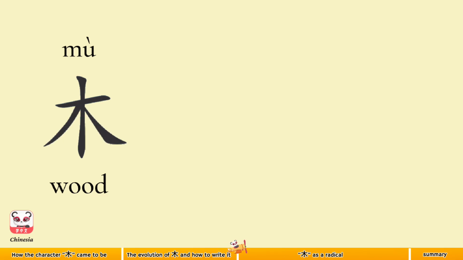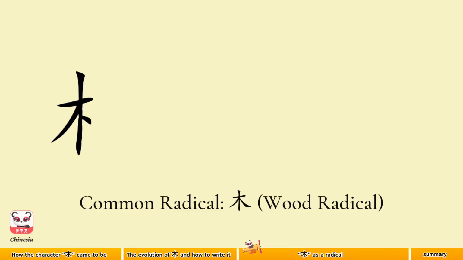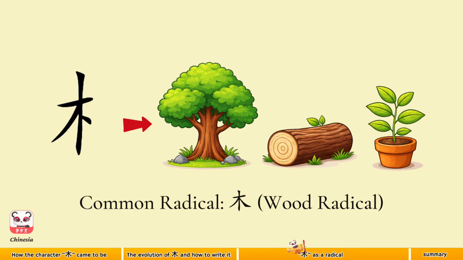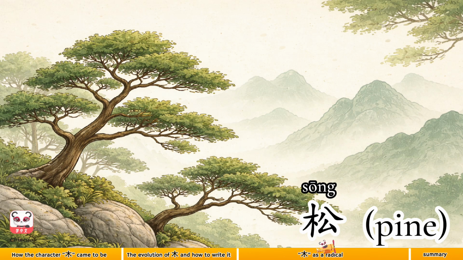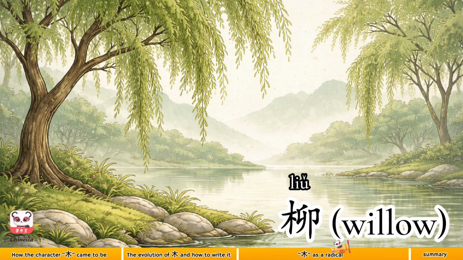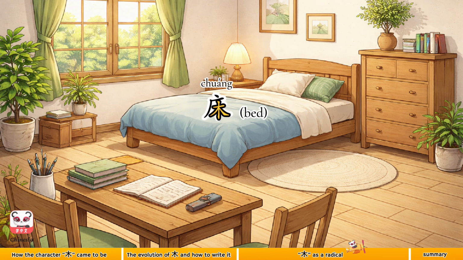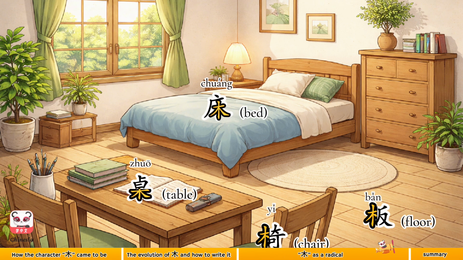Over time, mu also became a common radical known as the wood radical. Characters with the mu radical are usually related to trees, wood, or plants. For example, 林, forest; 松, pine; 柳, willow; 床, bed; 桌, table; 椅, chair; 板, floor; 柜, cabinet.